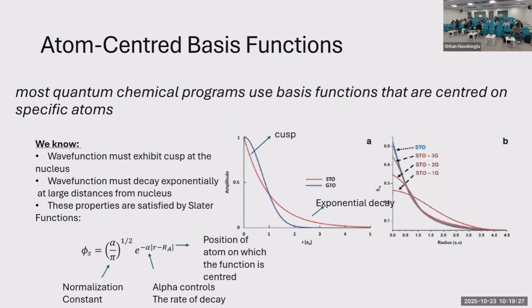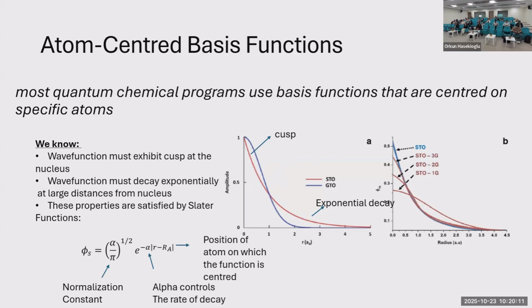When it comes to atom-centric basis functions, most quantum chemical programs use basis functions that are centered on specific atoms. And here you have the STO and GTO representations with different basis sets, STO-3G, STO-2G, STO-1G. The wave function must exhibit a cusp here at the nucleus, and the wave function must decay exponentially, as you can see here, right? Here, at large distances from the nucleus.